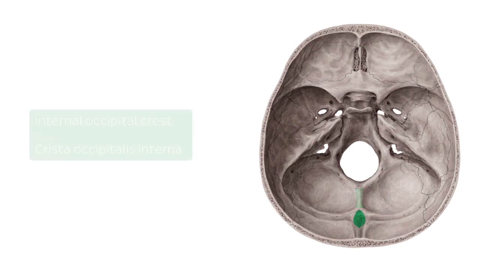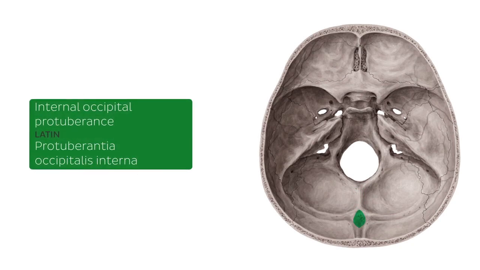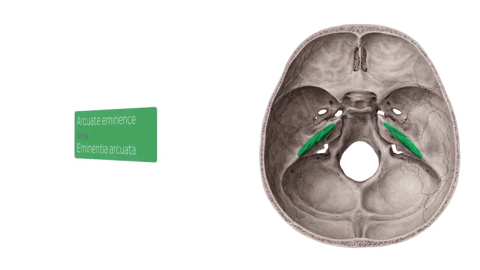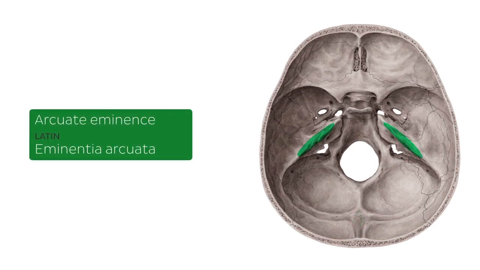Next structure that we're going to be highlighting here, which we mentioned before, is the internal occipital protuberance found on the inner surface of the occipital bone. The internal occipital protuberance is then located at the center of the cruciform eminence. Next structures that we're going to highlight here are known as the arcuate eminences, and these are located on the internal surface of the petrous part of the temporal bone. And these bilateral eminences are produced as a result of the underlying semicircular canal.